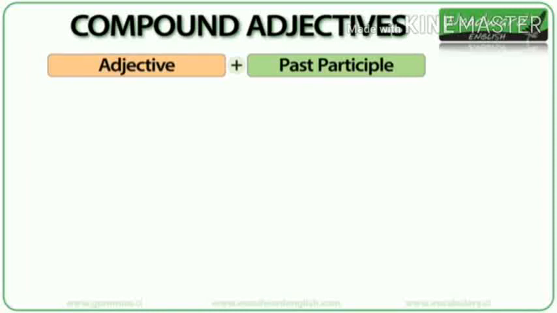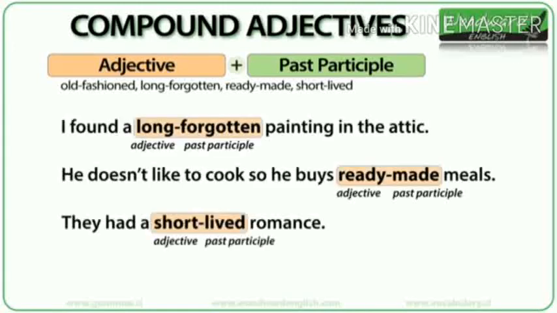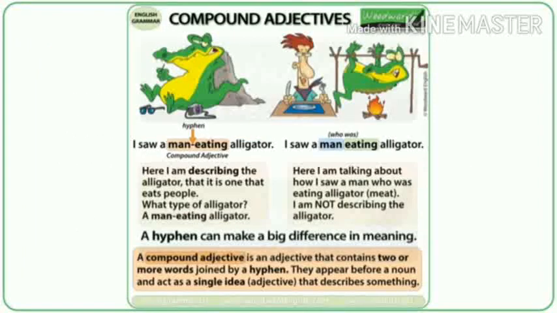Now, using adjective plus past participle, we can make some more compound adjectives. Please search in your book with all these rules, as many lists as possible, of compound adjectives. Using adjective plus past participle, we can make compound adjectives like old-fashioned, long-forgotten, ready-made, and short-lived. I found a long-forgotten painting in the attic. He doesn't like to cook, so he buys ready-made meals. They had a short-lived romance. Now, short-lived, ready-made, long-forgotten. All these are compound adjectives.